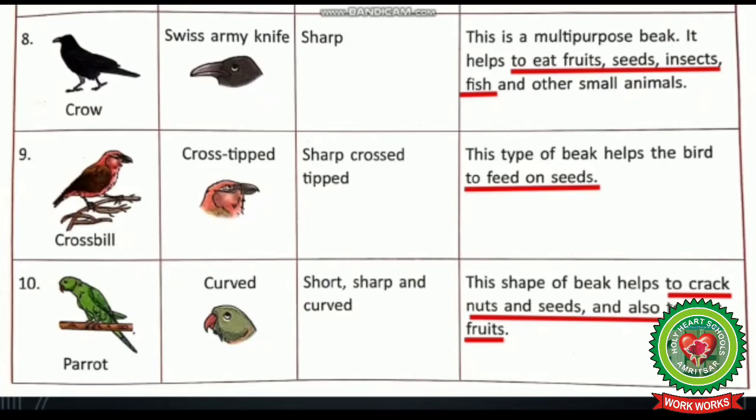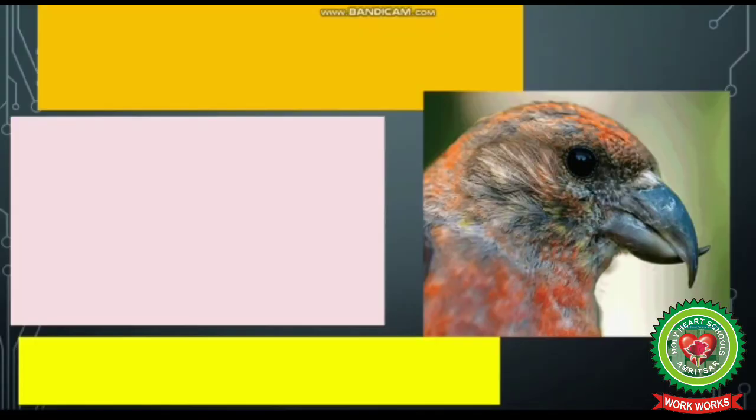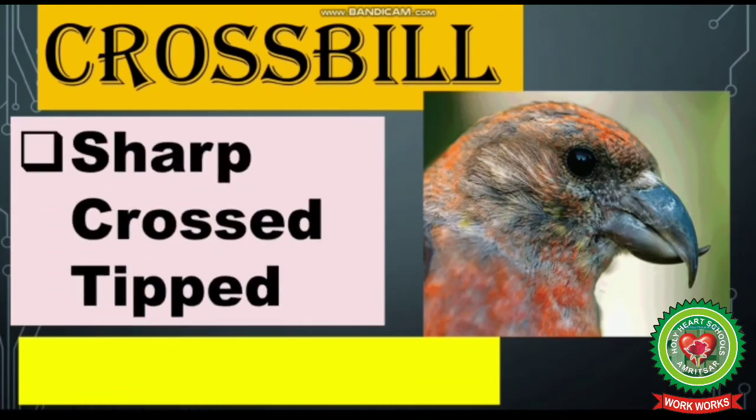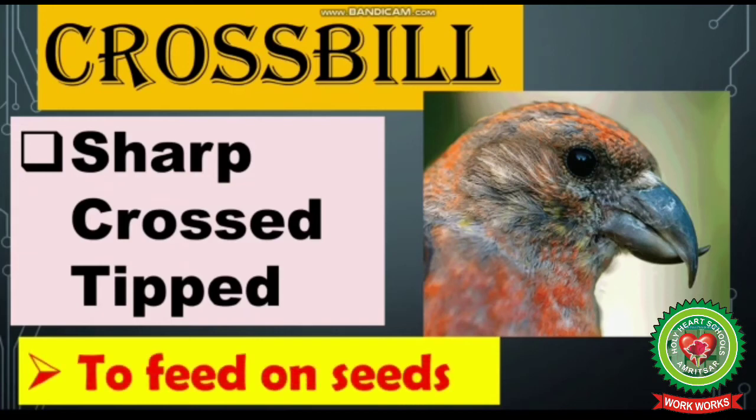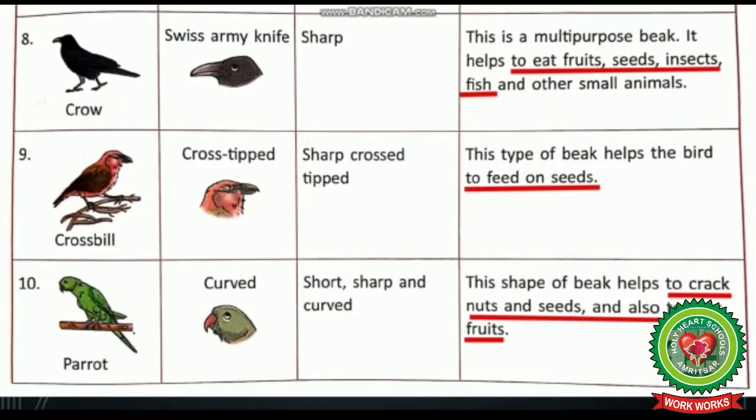Now come along. Number 9th is crossbill. Crossbill has cross-tipped type of beak and its shape is sharp crossed tipped. And students, this type of beak helps the bird to feed on seeds. Students, as you can see in the picture, the shape of this beak is crossed. So, underline the function of this beak to feed on seeds.